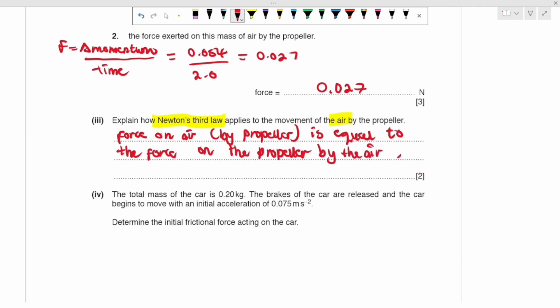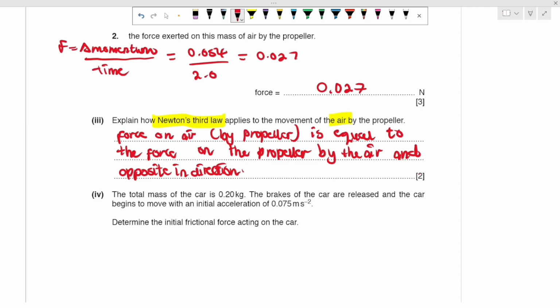By the air and opposite in direction. So if you're going to think about this, guys, I want you to make a general claim here: if you have a specific force that is acting in a specific direction, it's going to be equal to the other force. So in every question, you're going to be given two things, right?